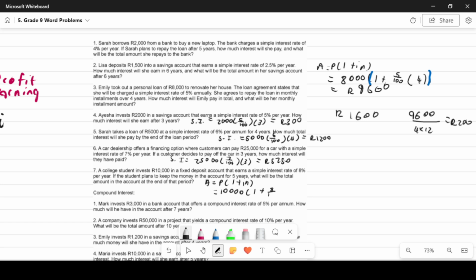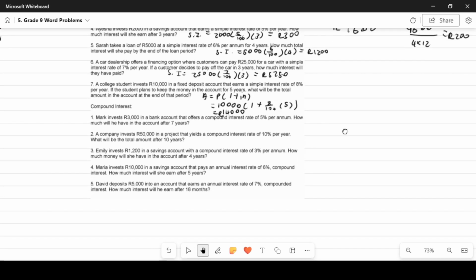Right, so that's 8% times 5 years. And what do we get here? It'll be 10,000 times 8, which should get you 14,000 Rand. So in total, at the end of 5 years, it'll be 14,000. Right, now compound interest involves a bit more calculation. Very simple idea, but it involves a bit more calculation and a bit more thinking.